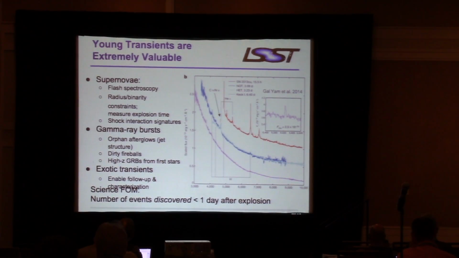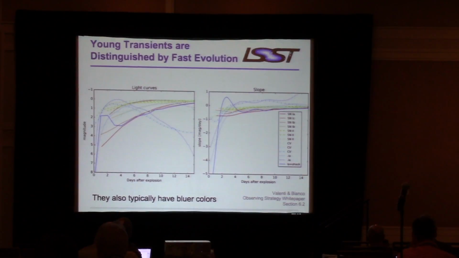And so the figure of merit that we care about here scientifically is, how many of these young events can we discover less than 1 day after they explode? And I say discovered because it's not enough just to have it in the database. We have to recognize it in time to trigger all that follow-up and get the intensive observation follow-up campaigns that these rare events deserve. So we have some help intrinsically.